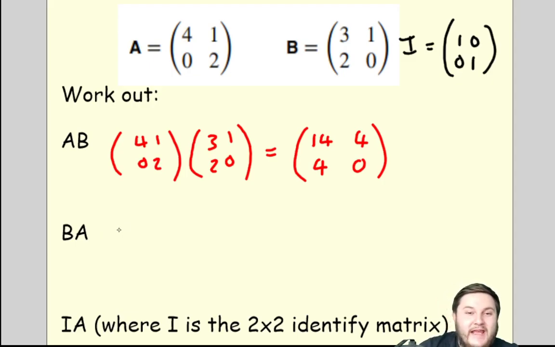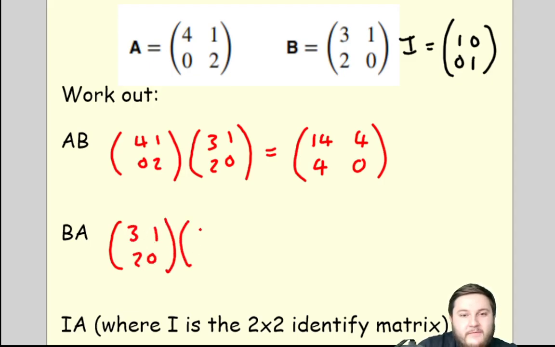Then, BA means basically the same matrices, but in the reverse order. So 3, 1, 2, 0, and then 4, 1, 0, 2.